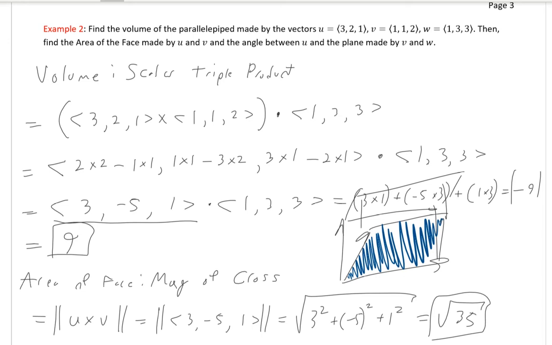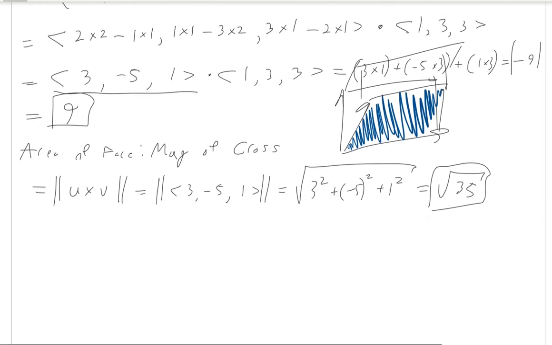And lastly, we need the angle between u and the plane made by v and w. That means if we're finding the plane made by v and w, we need to find that cross product. And to find the angle there, we're going to do the triple cross product. So the angle between u and v cross w, we're going to do the triple cross product.